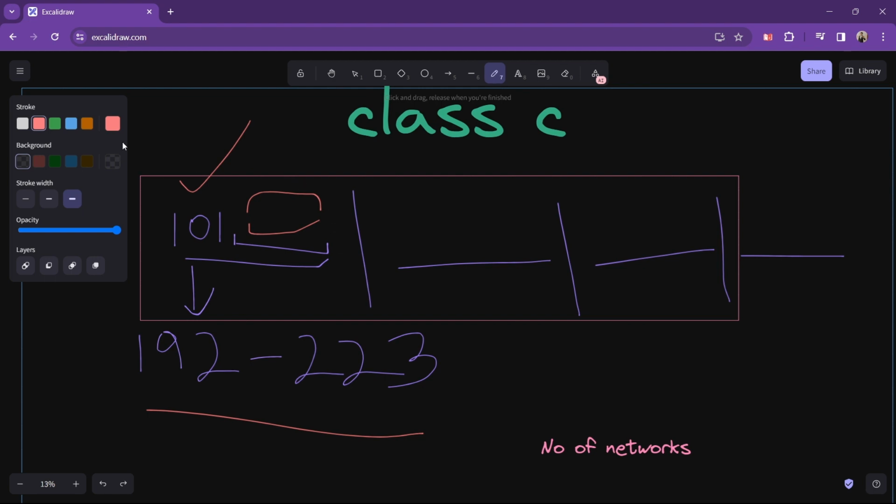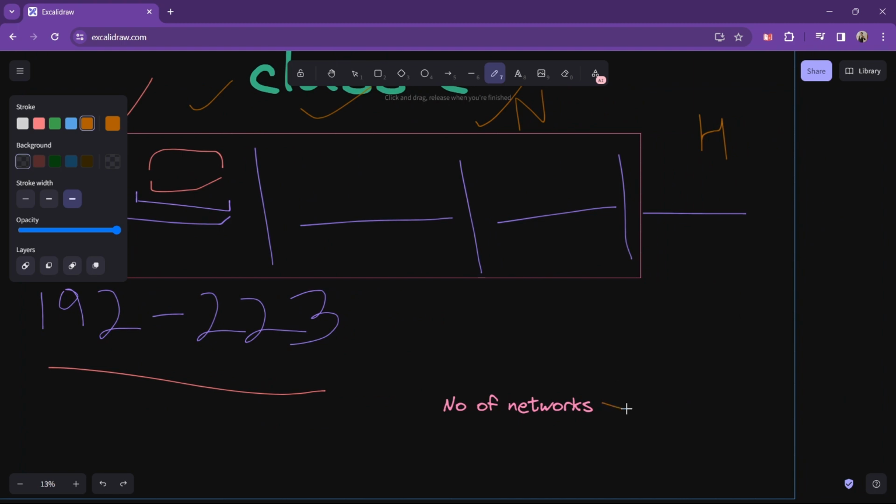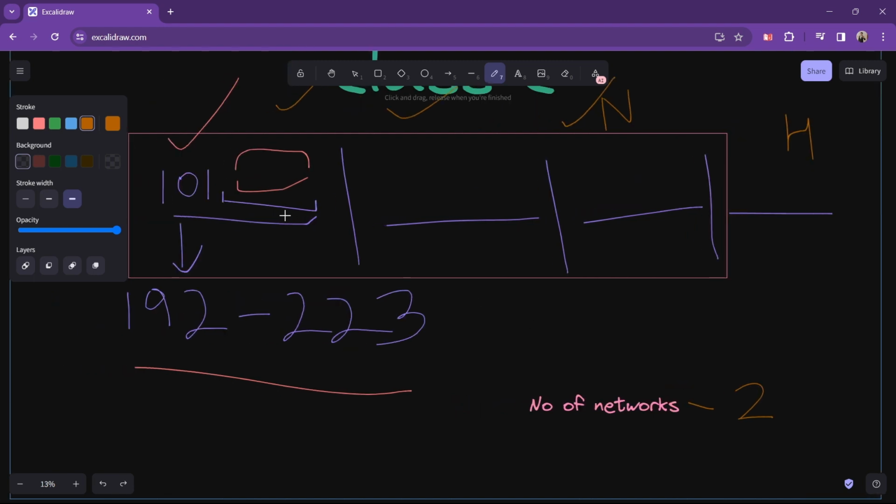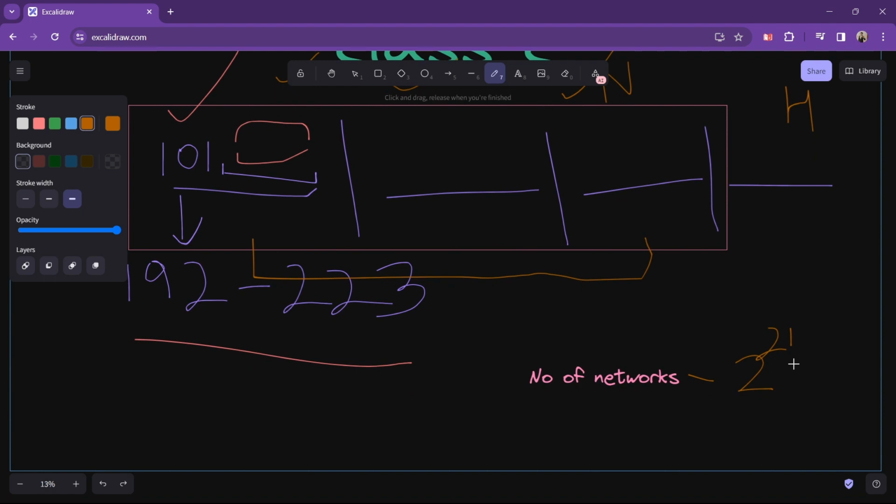Now in class C, the first three octets, not one as in class A, not two as in class B, are left for the network ID, and the last octet is left for the host ID. If we calculate the number of networks possible in class C, it would be 2 to the power 21. Why? Because three octets are designated for the network ID, that is 24 bits, and 24 minus 3 leaves us with 21. It is more than 20 lakhs.